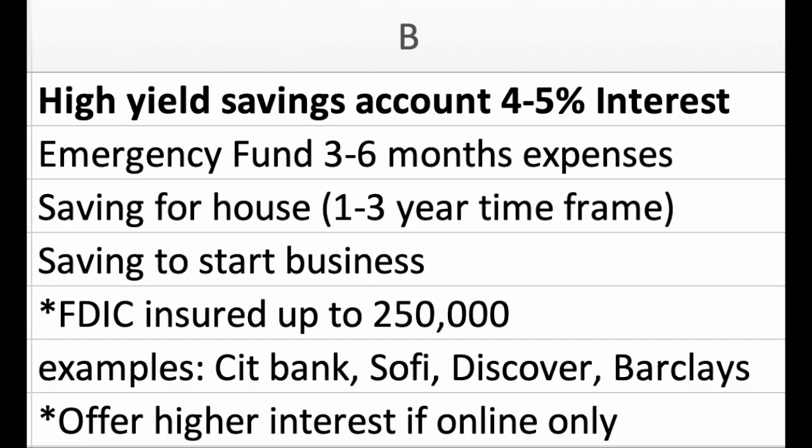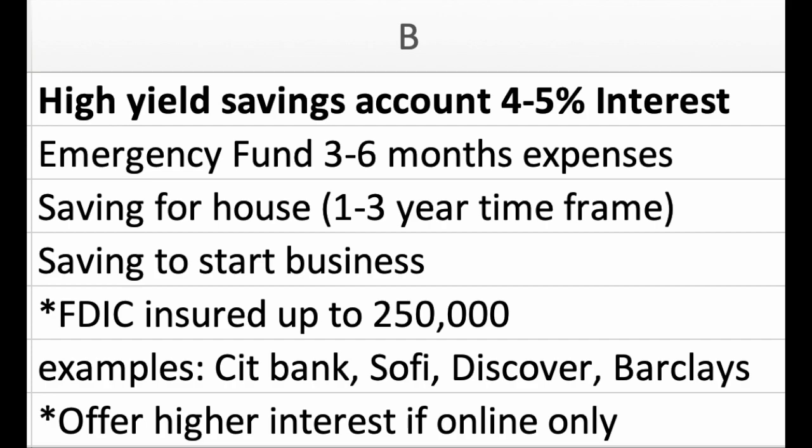And just some examples, because I use Citibank, and that's just what I use because they give 5.05% interest rate. So I like to just include them. I don't get any kickback or anything. I'm just showing you what I use. But you have other options. We'll look at it on the internet. There's SoFi, there's Discover, there's Barclays.